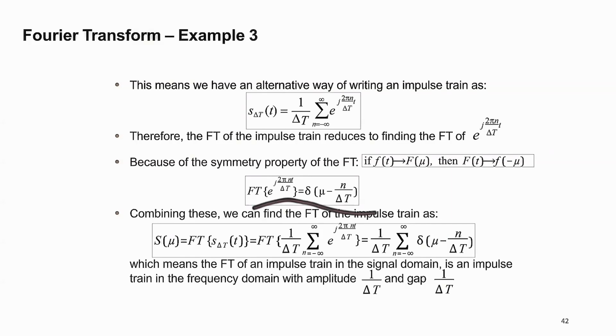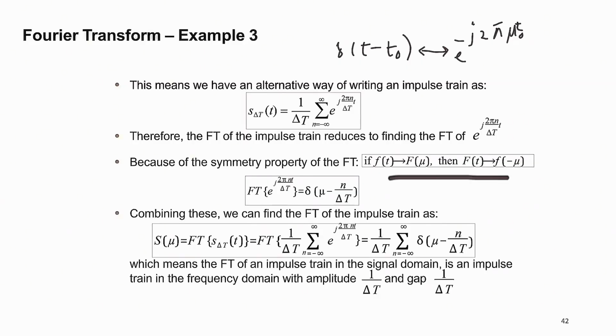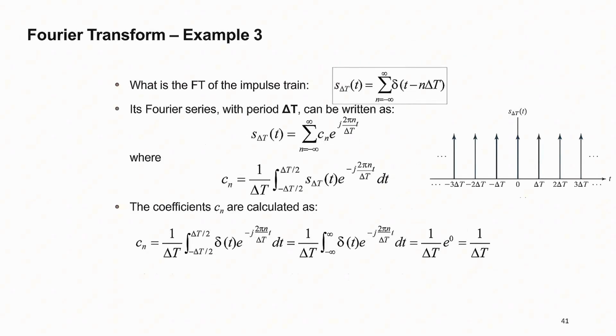If you remember, we did the shifted one, which was e to the power minus j 2 pi mu t naught. Using the symmetric property, I can find this one. Or in other words, if I take this and find the inverse Fourier transform, I will get this. Again, I have an impulse train and I want to find its Fourier transform.